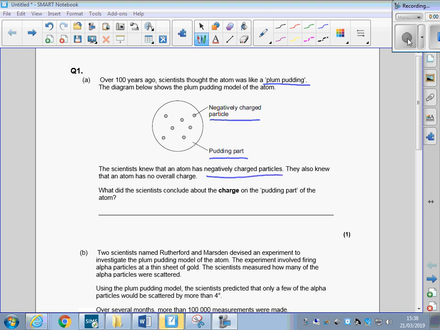They also knew that the atom had no overall charge. So what does that tell them about the other bit, not the particles, the other bit? Well, if the atom is neutral and bits of it are negative, then the other bits must be positive.